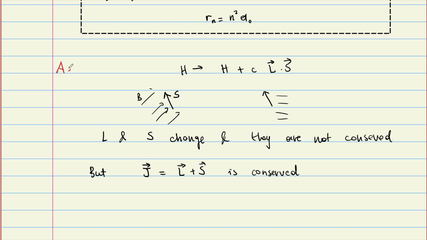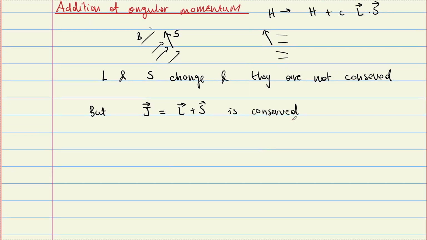So let me write that. Now I have to determine, given L and S, where L is quantized and S is quantized, the allowed values of J. That's the problem of angular momentum addition. So let's consider a cartoon picture to see how to do that. Suppose this is my L.